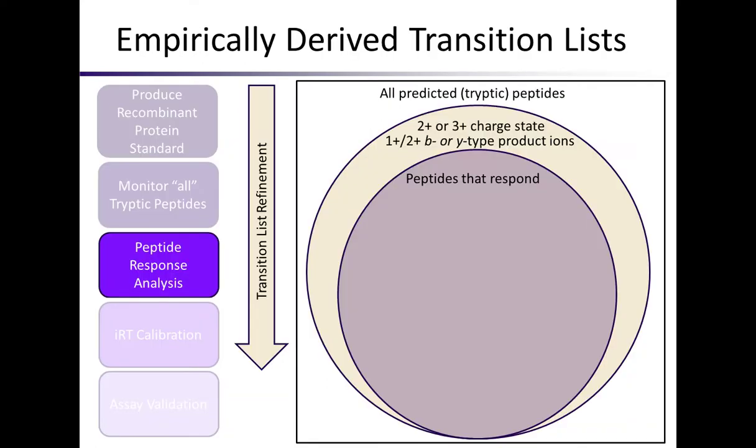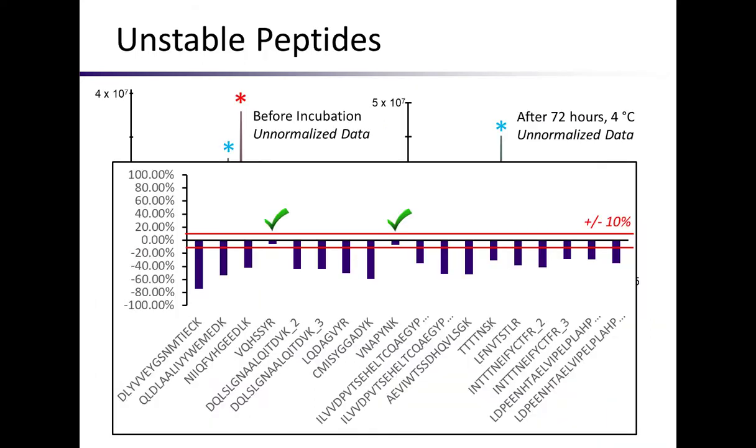And then the next thing we want to do is actually look at the stability of these peptides that respond, because we want our peak area to change with concentration, not time, right? So we started doing this in the MacCoss lab, where we do this incubation for 72 hours of the peptides in the autosampler at 4 degrees Celsius.